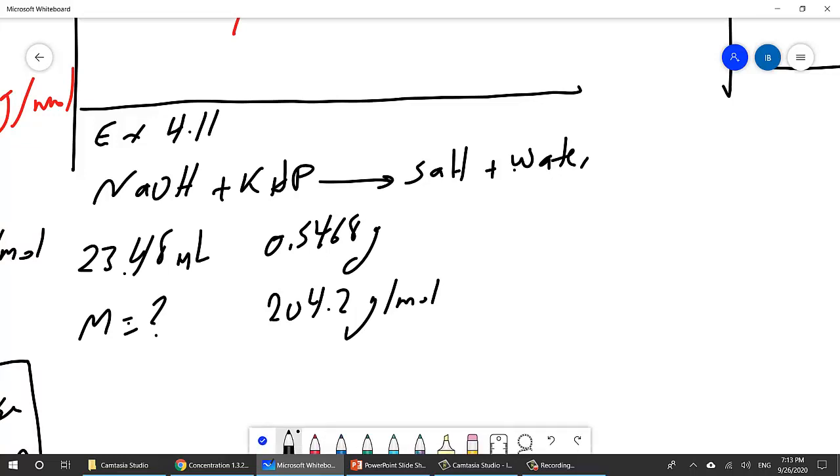I have calculated, or you should be given, the molar mass of KHP. It's 204.2 grams per mole. This number was missing from the question, but I think because it was explained in the book, he just assumed that you know this number. But in the exam, you should be given the molar mass of KHP. And I'm asked about the molarity of NaOH.